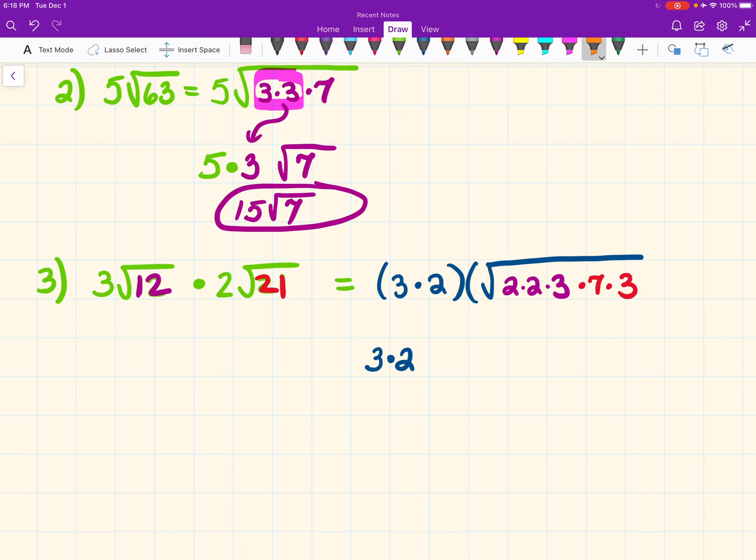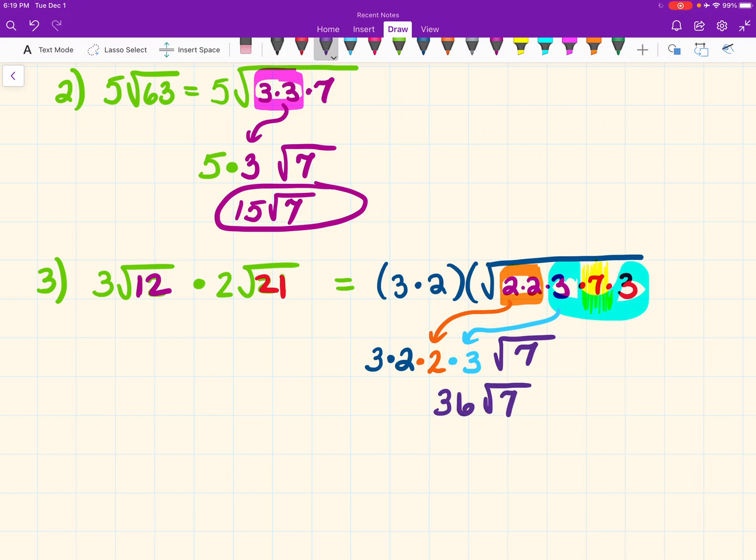And let's see, we can take a pair of 2's out because this is a square root. So that pair of 2's comes out. And we also have a pair of 3's, and they can come out, and then left behind is our sad little 7. 7 doesn't have a partner, 7 gets left behind, he doesn't get to escape. So that's the square root of 7, and then you multiply the outside. 3 times 2 times 2 times 3, so that's 36 root 7 is your final answer, simplified all the way.